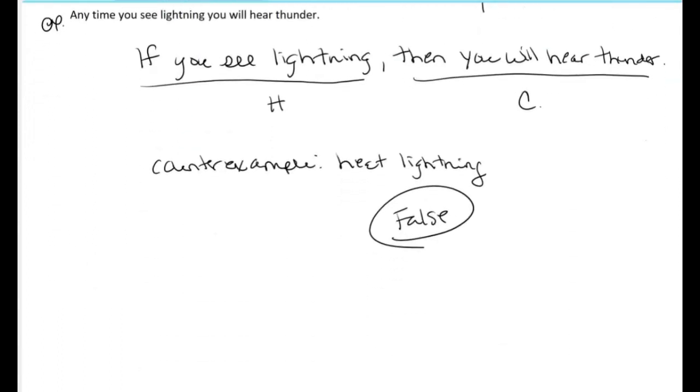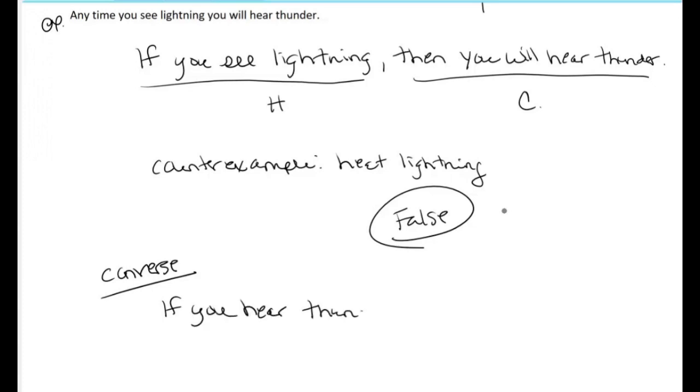All right, I'm going to have you try this last one. So pause the video, write the converse of this conditional. All right, you guys, hopefully you got this. If you hear thunder, then you will see lightning.